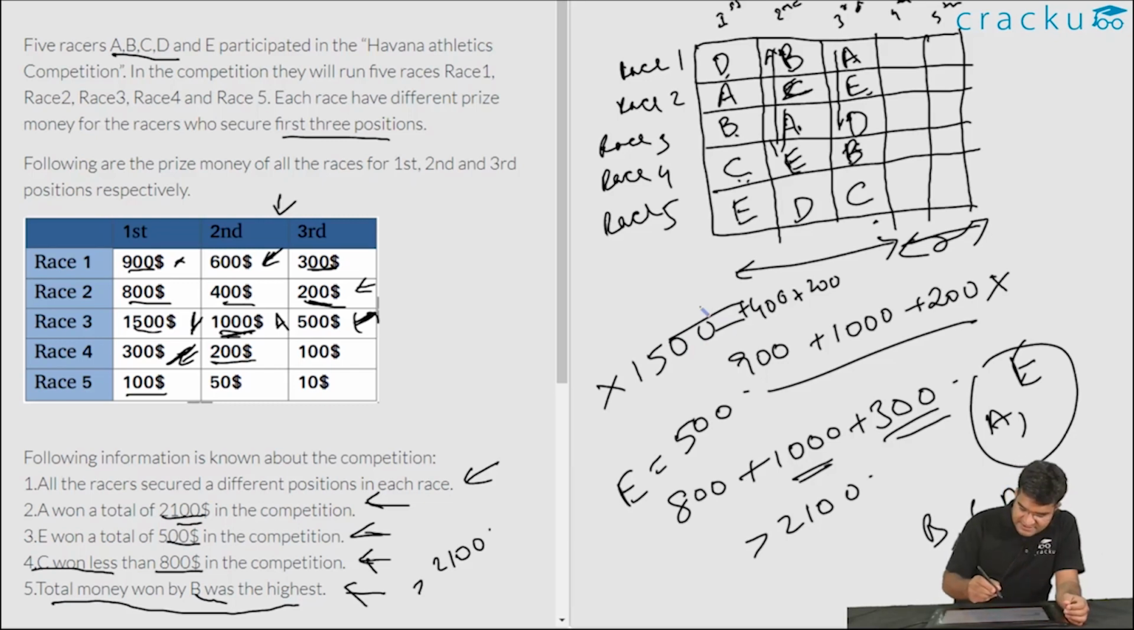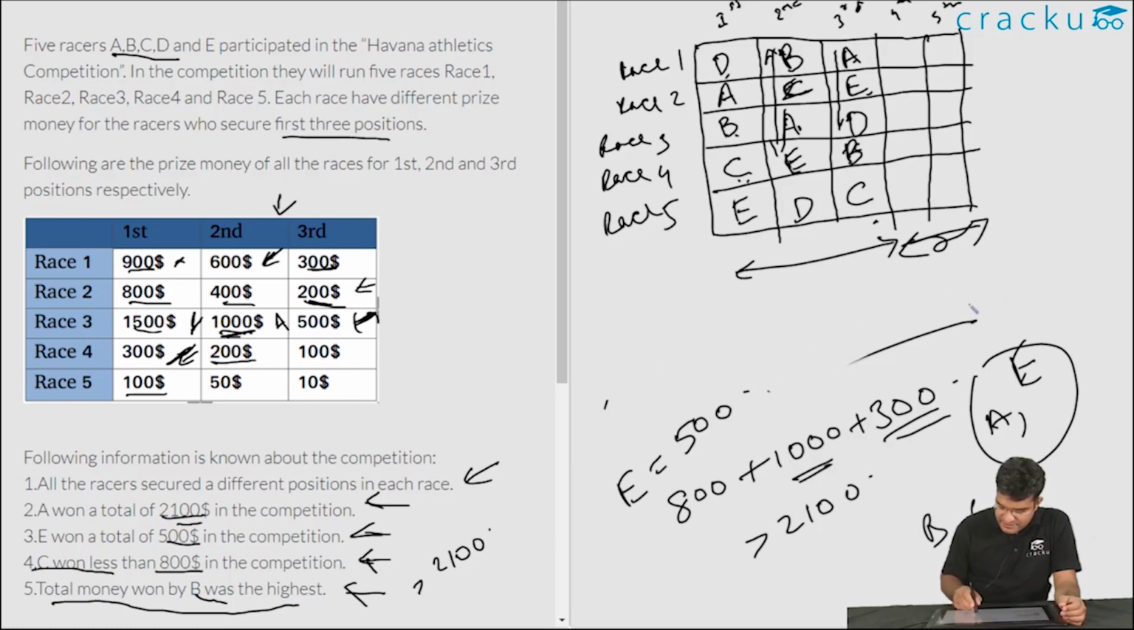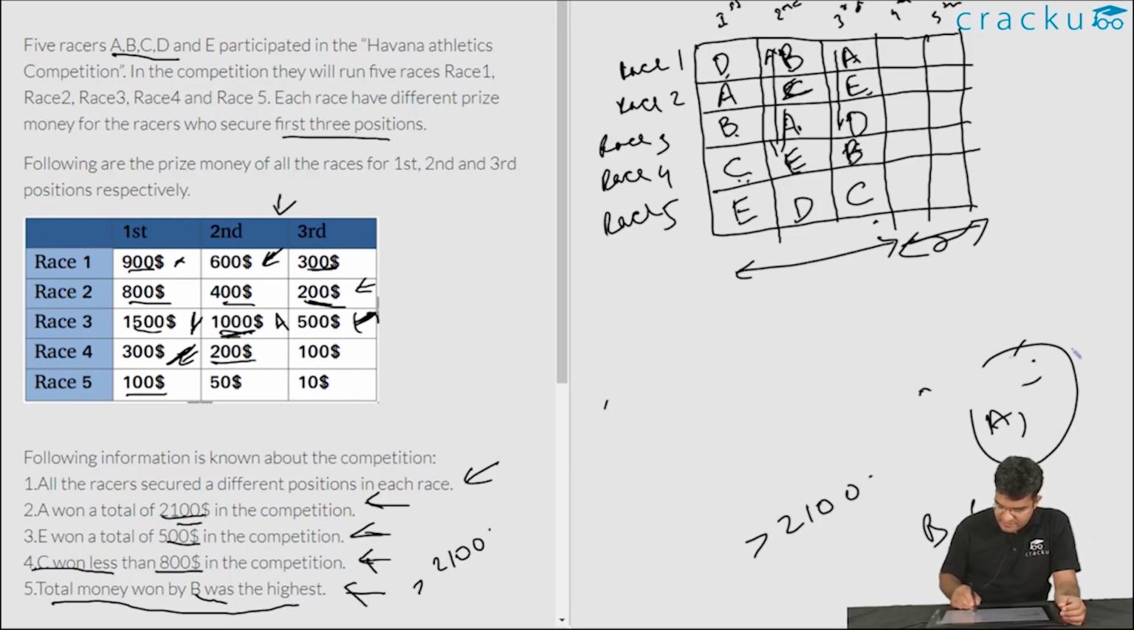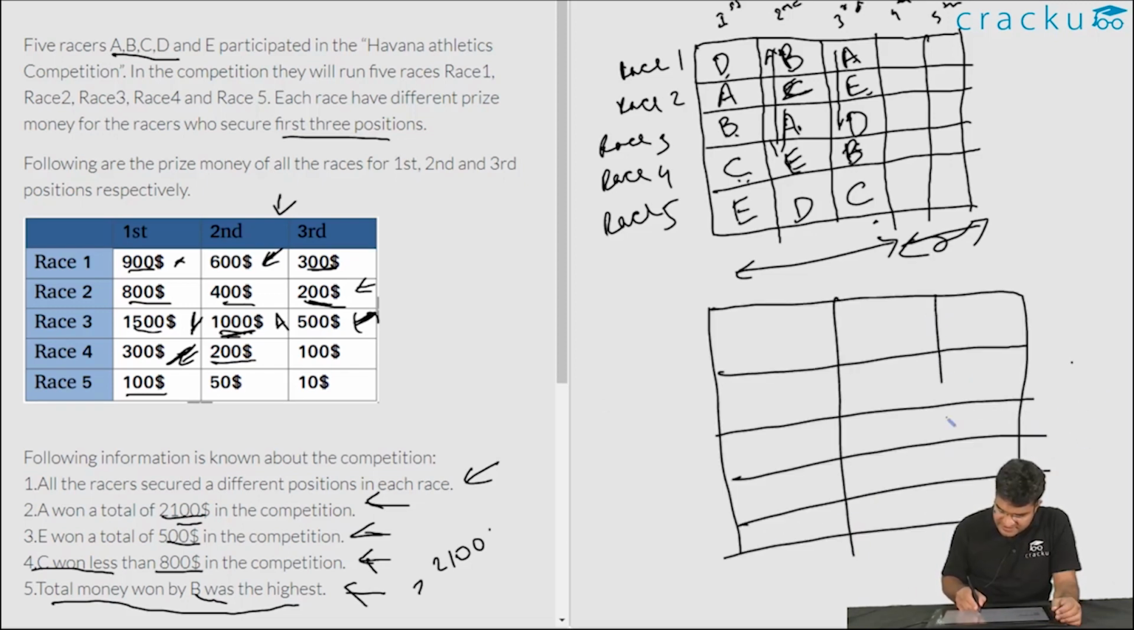I'll just clear this so that we can fill the table up in a more neat manner, so that we can answer all the questions which are given in the group. I'm only concerning myself with the 3 columns, because I don't want to talk about who has come 4th and 5th. This is race and this is the positions. So it is D, A, B, C and E. B, A, C, A, E, D, A, E, D, B, C.